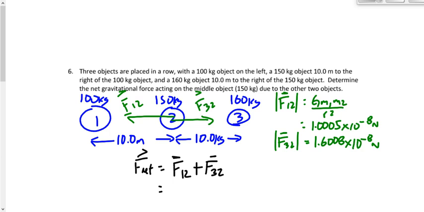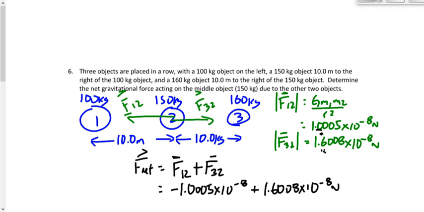I made the other one negative, actually, because it's to the left. This one's to the right, this one's to the left. But in the end, as long as you make one of them negative, that's the most important thing, right? So I'm going to make negative 1.0005, but it could work to do the other one as well, as long as one of them is negative and one of them is positive. That gives us 6.00 times 10 to the negative 9.